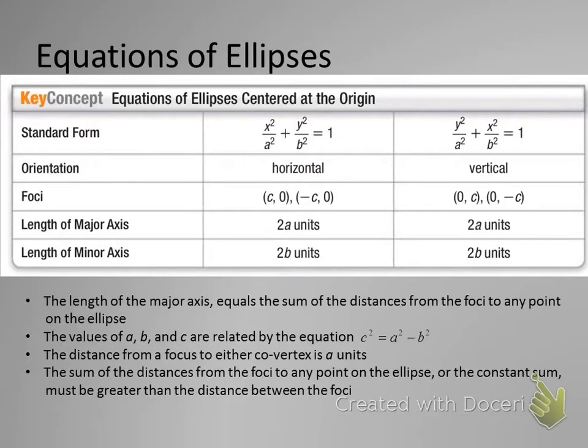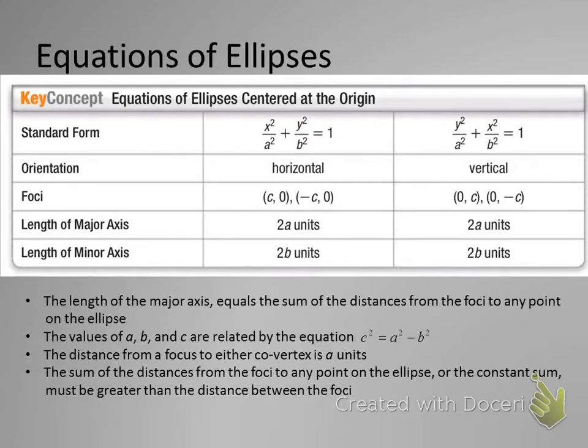Your foci, this time, your c's are your y-coordinates. Because think about how it's oriented. It's oriented up and down, which means your vertices are here and here, which means your co-vertices are over a little bit to the left and right. So your y changes, yeah? Very good.